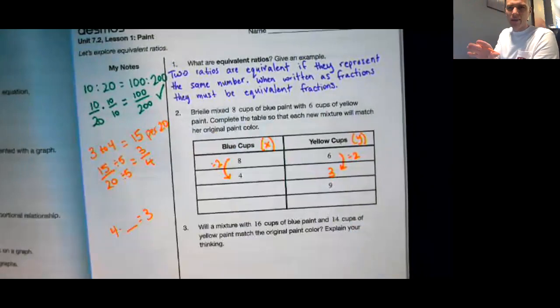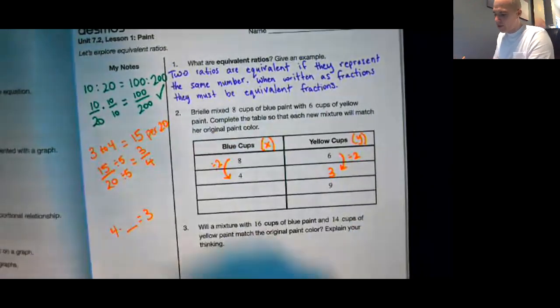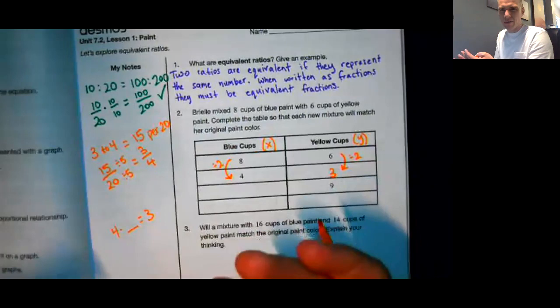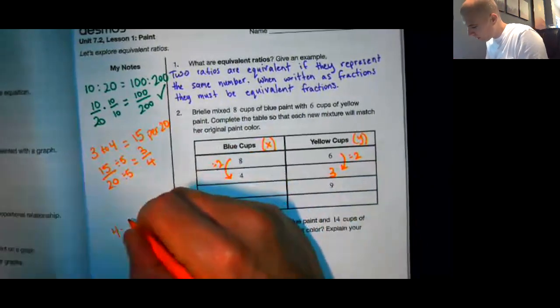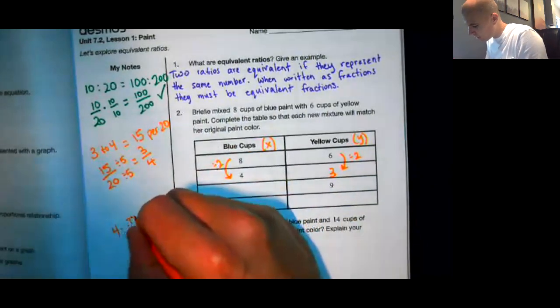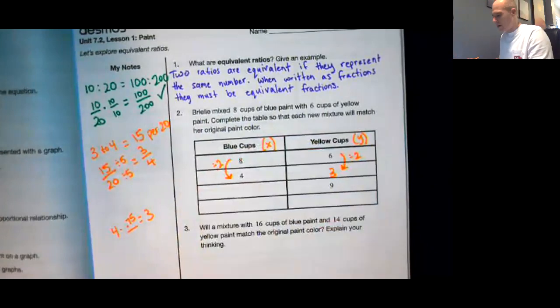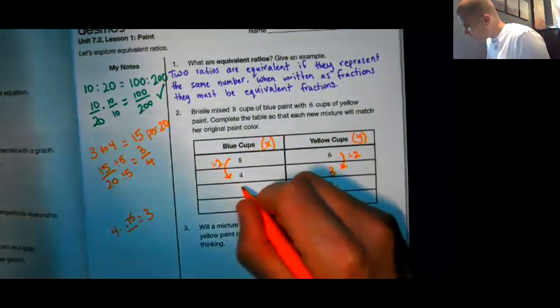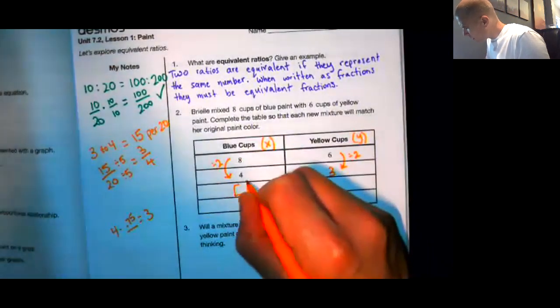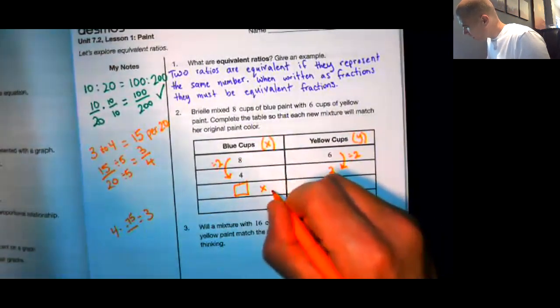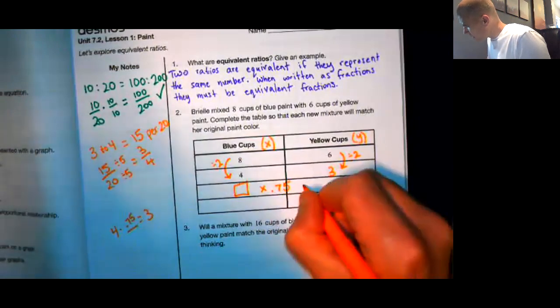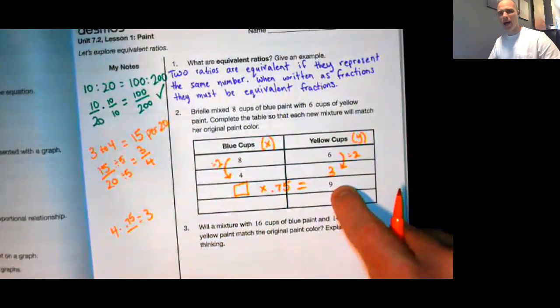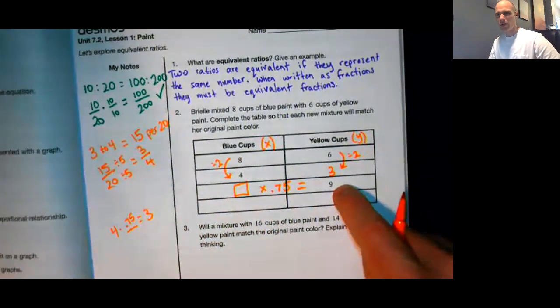Just for the sake of time, I'm just going to give you this answer. It's 3/4 or 0.75, whichever one you like. All right, so let's do decimals. I usually do fractions, so we'll do decimals this time. So what that means is that whatever number goes here times 0.75 has to equal 9.